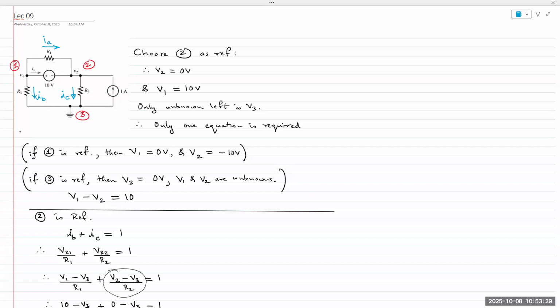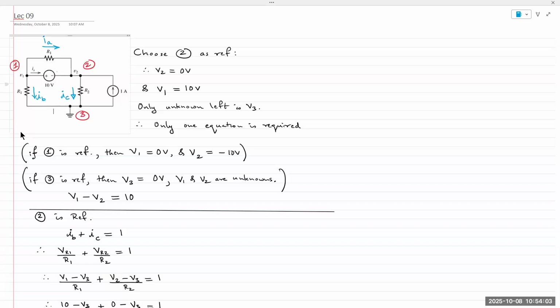The question being asked is about this term, because I assumed my direction for IC as going from top to bottom. That's simply an assumption. The directions are simply an assumption on my part. I could very well solve this by choosing current IC going in the upwards direction, and I would still obtain the same answer. So the directions for IA, IB, and IC are assumed by me.